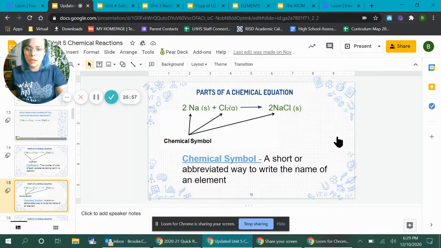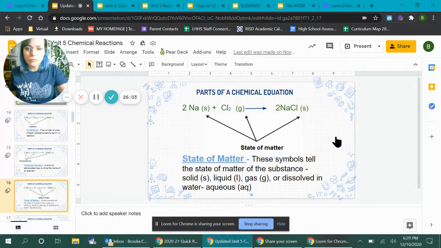Remember, chemical symbol. We talked about the periodic table already. You know what a chemical symbol is. State of matter. We have solid, liquid, gas, and aqueous, which is something that's dissolved in water. They're going to be in parentheses outside. It's just telling you what it is. Not really relevant when we're talking about balancing equations and things like that.